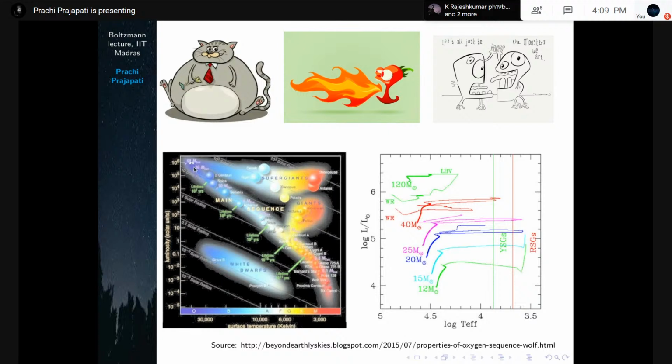If you go towards the very massive end, more than 40 to 45 solar masses, there you can see WR. For stars more than 40 solar masses, if you see their evolutionary path, they go through this Wolf-Rayet phase during their life, and the luminosity is tremendously high. Even the temperature is quite high. This is in log scale. So we can see that during their Wolf-Rayet phase these stars are very hot and quite luminous.